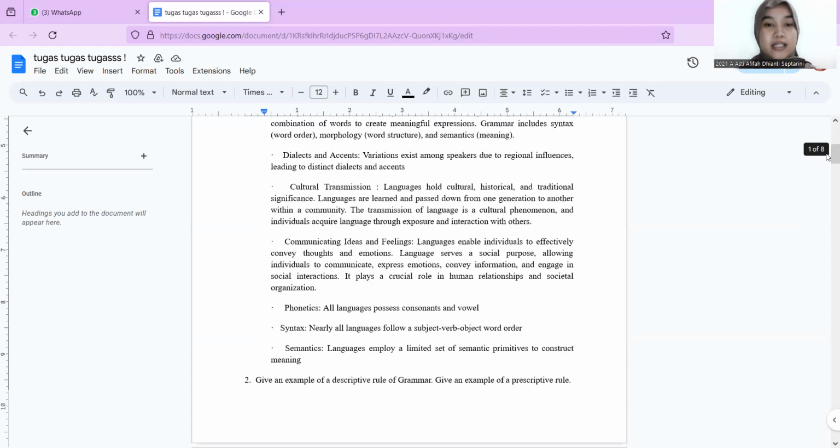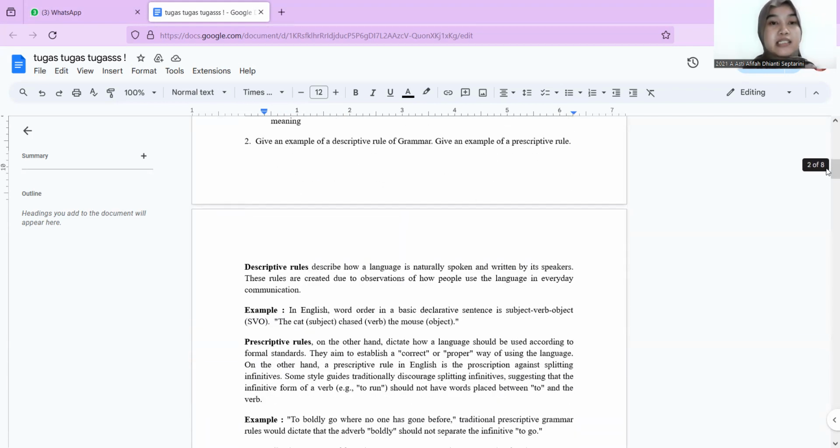And then communication, ideas, and feelings. Language enables individuals to effectively convey thought and emotion. Language serves a social purpose, allowing individuals to communicate, express emotion, convey information, and engage in social interaction. It plays a crucial role in human relationships and societal organization. And then phonetics: all languages possess consonants and vowels. And then syntax: nearly all languages follow the subject, verb, object word order. And then last is semantics. Languages employ a limited set of semantic primitives to construct meaning.